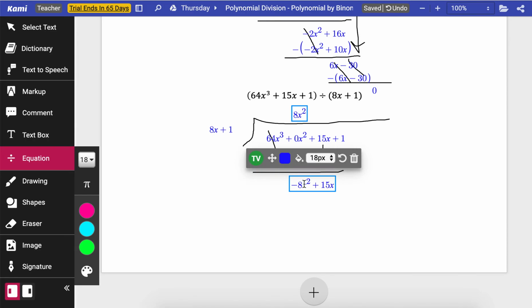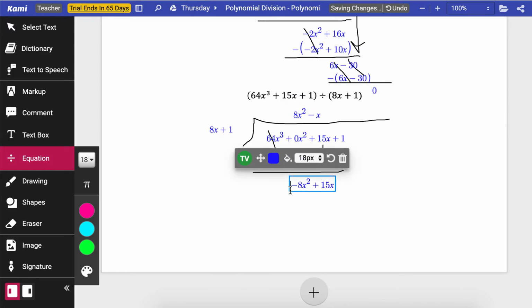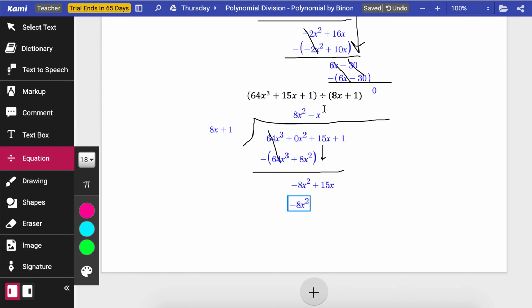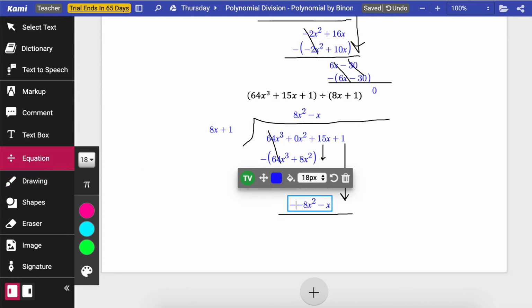So divide negative 8x squared by 8x. Negative 8 divided by 8 is negative 1. x squared divided by x is just x. So we get negative 1x. So we divide the first term by the first term. We multiply negative x times this whole thing. So negative x times 8 is negative 8x squared. Negative x times 1 is negative 1x. We're going to subtract this from right above it.